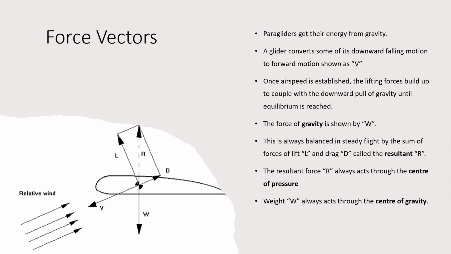Slowing the aircraft at all times is a vector called drag, illustrated by the force vector in the diagram labelled D. Balancing all these various forces is a vector called the resultant force. This is a function of the size of the force of lift and the size of the force of drag. This force, labelled R, always works on the centre of pressure for the aerofoil, while the force of gravity, W, always works through the centre of gravity.